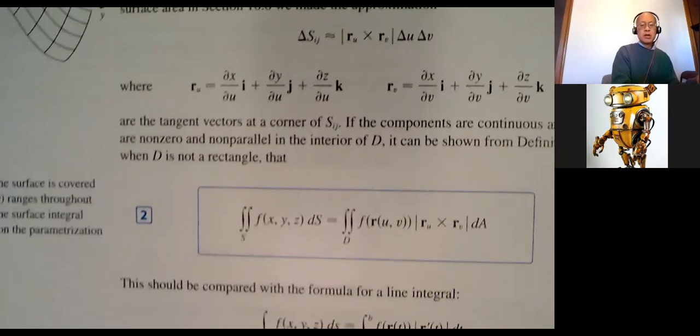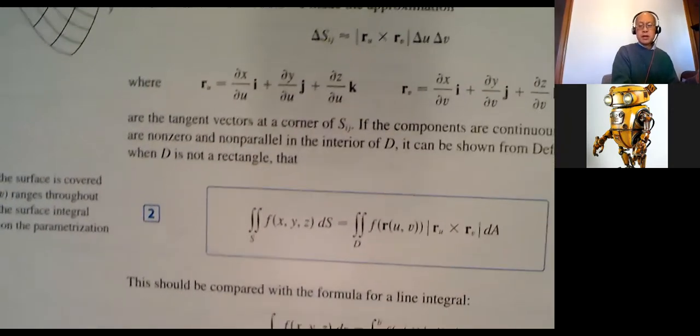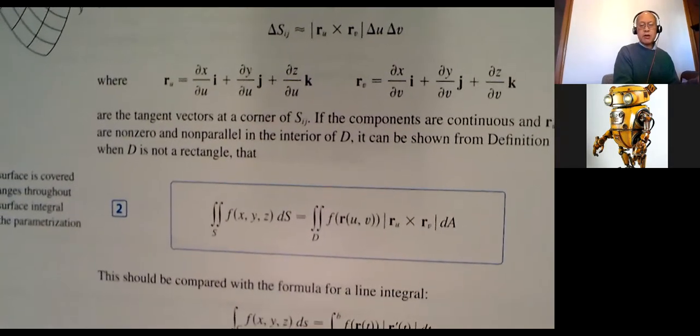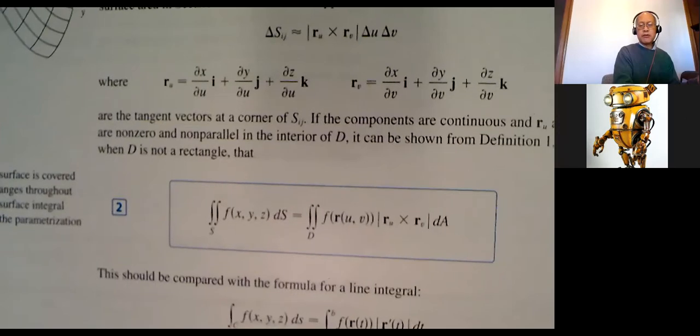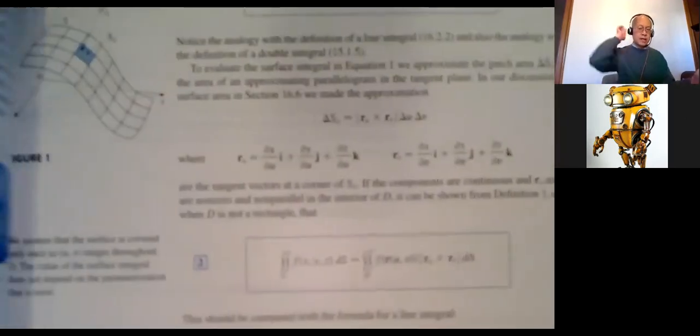1123. So number two, double integral along the surface of f of x, y, z, dS, is the integral over the region D of f of r(u, v) times the magnitude of r_u cross r_v, dA. That's very similar to what we had before. This is assuming you have z as a function of x and y.